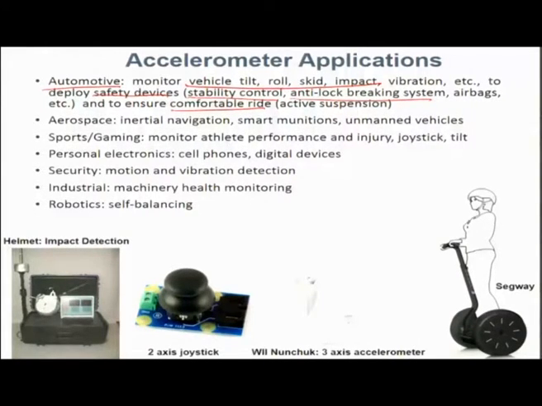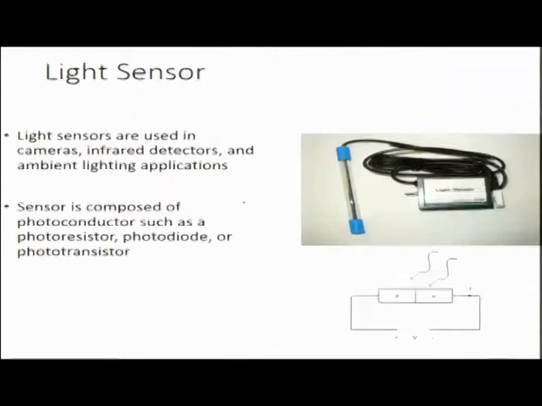There's a lot of use that accelerometers find in aerospace. Accelerometers find use in inertial navigation, smart munitions, unmanned vehicles. There are a variety of other areas where these can be deployed and applied. So you have sports and gaming, personal electronics, security, industrial usages, robots. So they in various capacities utilize some of these accelerometer sensors.